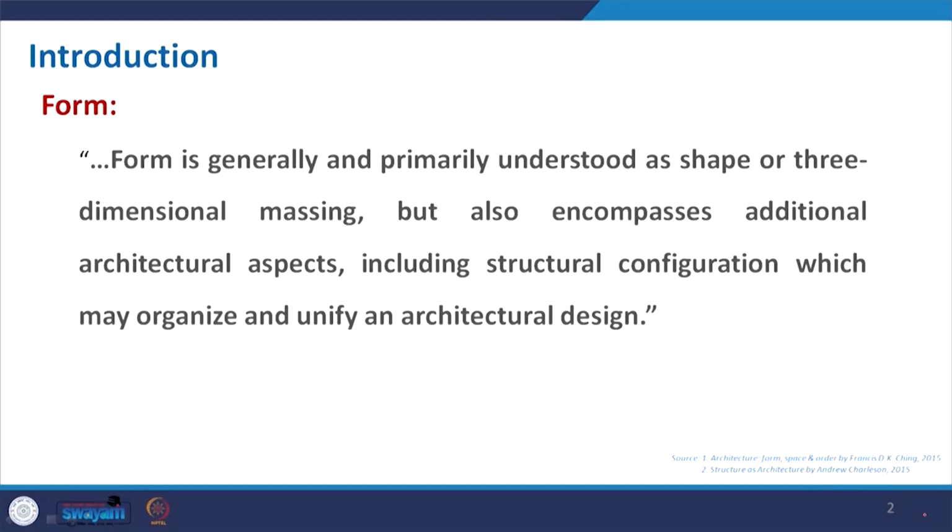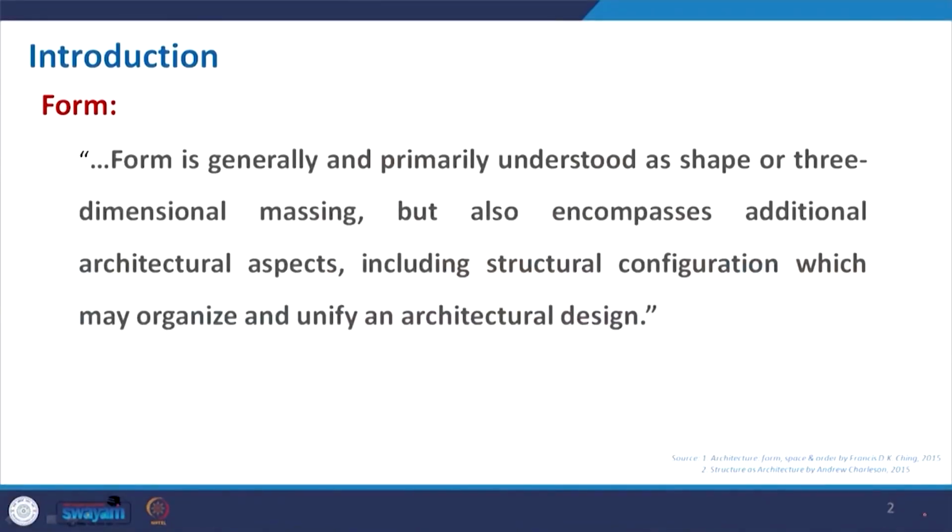Form is generally and primarily understood as a shape or three dimensional massing. Okay. So one object having three dimensions will give a sensation to our eyes and we see that object as a form, but it also encompasses additional architectural aspects. So it is not like a very dull three dimensional shape, but in order to give it the term architectural form, it also has different aspects like space creation, then different arrangements including structural configuration.